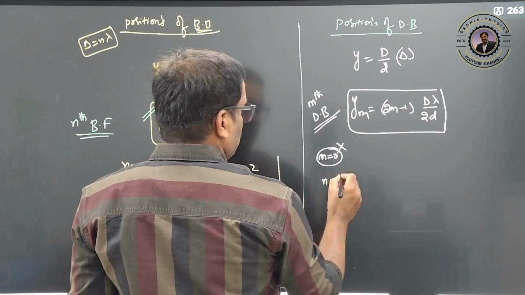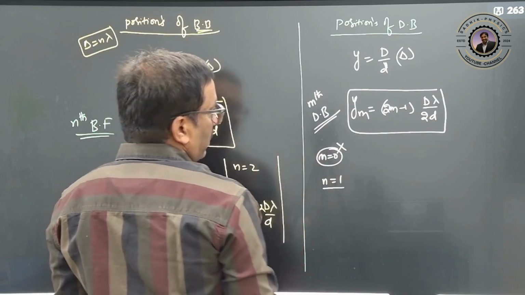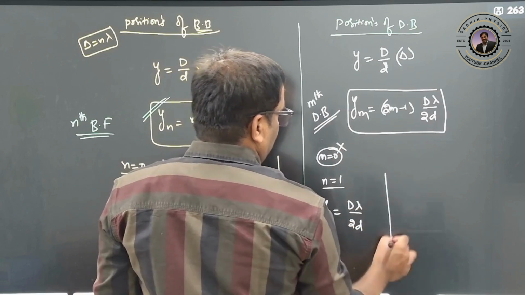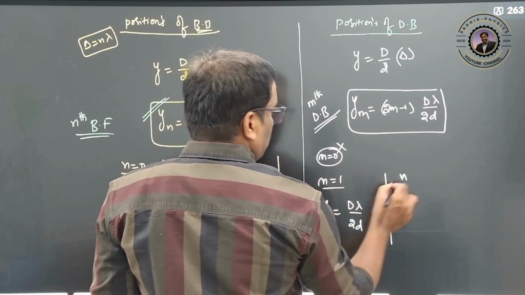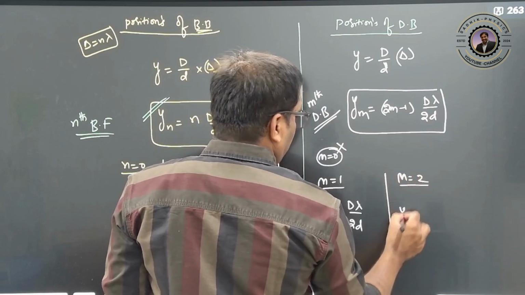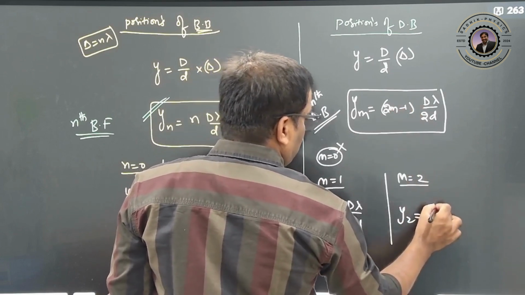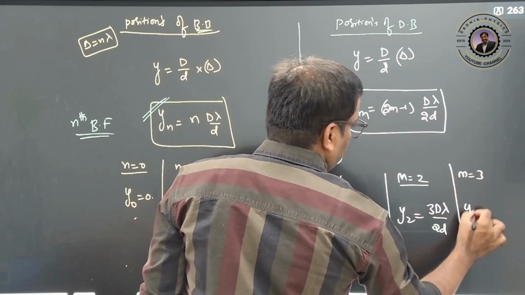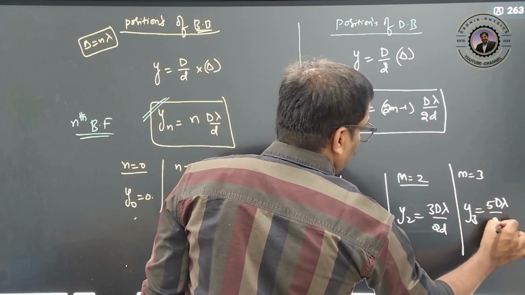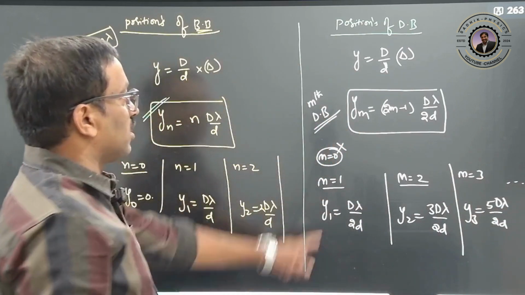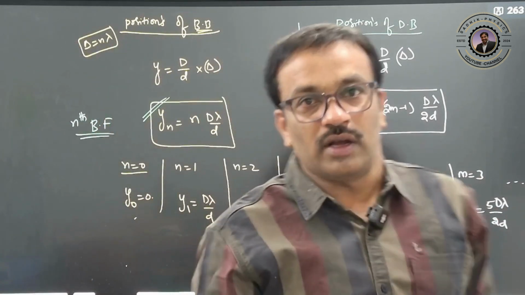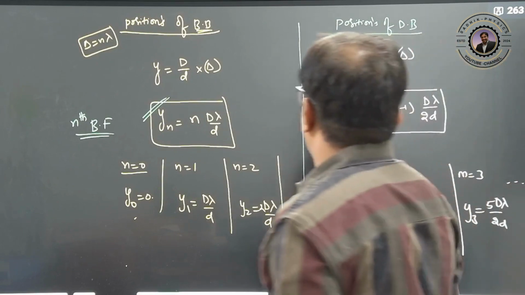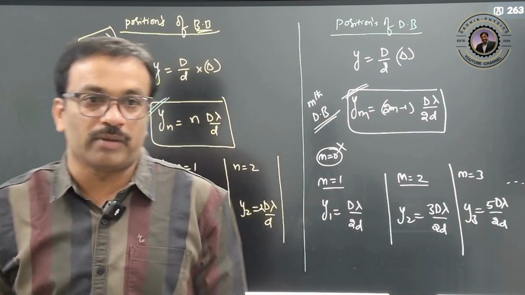So m equals 1 gives the first dark band, and substituting, y1 is D lambda by 2d. For the second, m equals 2, y2 is 3D lambda by 2d. For m equals 3, y3 is 5D lambda by 2d, and so on. These are the positions of our dark fringes, and those are the positions of our bright fringes. I think you got the clarity on this one. These two formulas are very, very important.